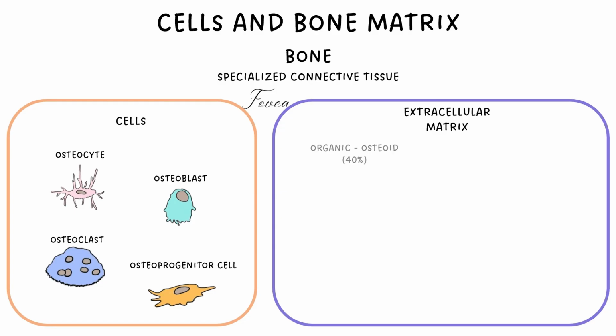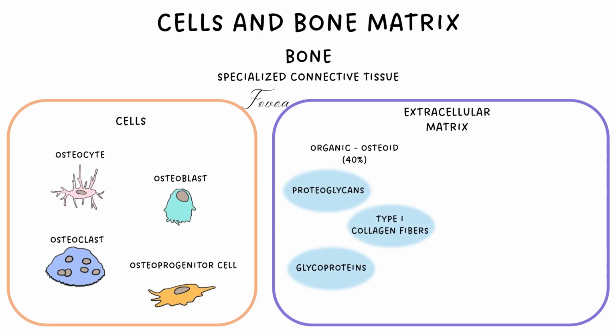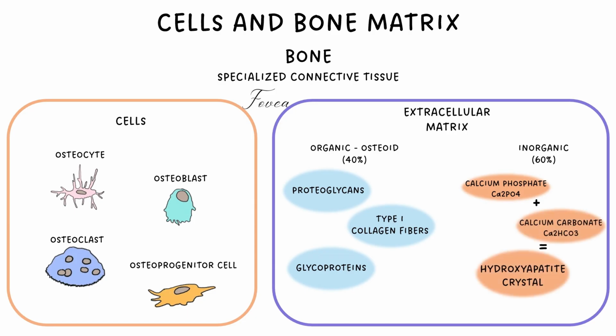of 40% organic matrix, also called osteoid, formed by proteoglycans, type 1 collagen fibers, and glycoproteins, and 60% by an inorganic mineral matrix, mainly composed of calcium phosphate and calcium carbonate, which organize to form apatite and hydroxyapatite crystals.